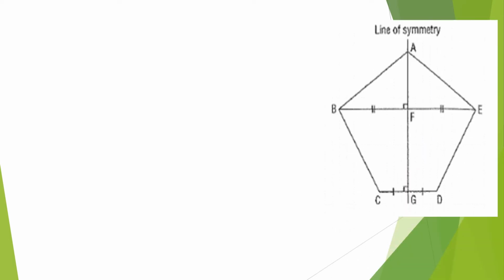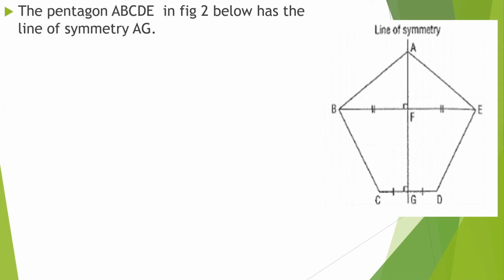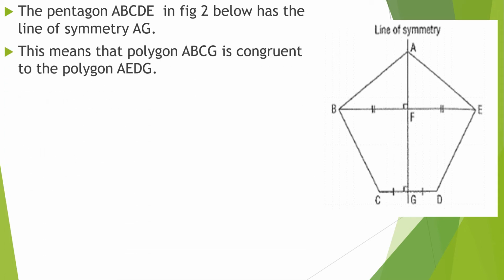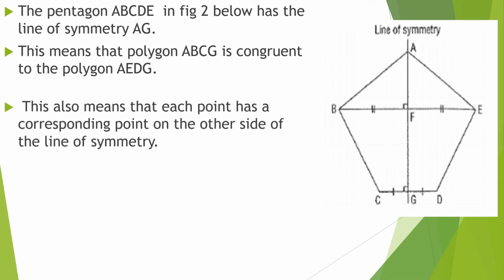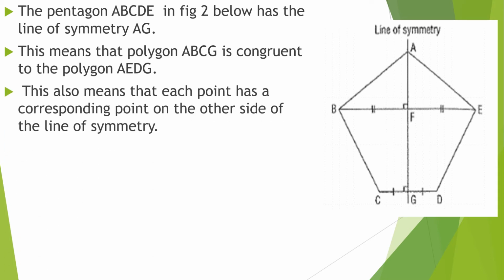Let us look at the line of symmetry of a pentagon. A pentagon has got 5 sides, and the diagram there shows a pentagon A, B, C, D, E, and the line of symmetry A, G. This simply means that the polygon A, B, C, G is congruent to the polygon A, E, D, G.